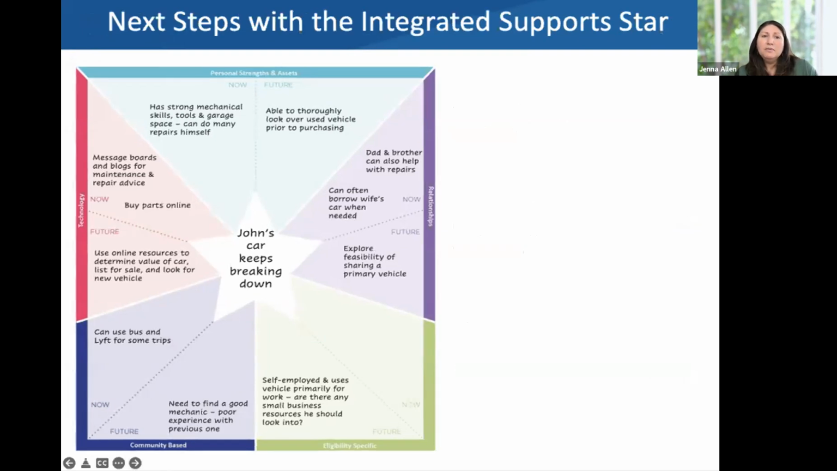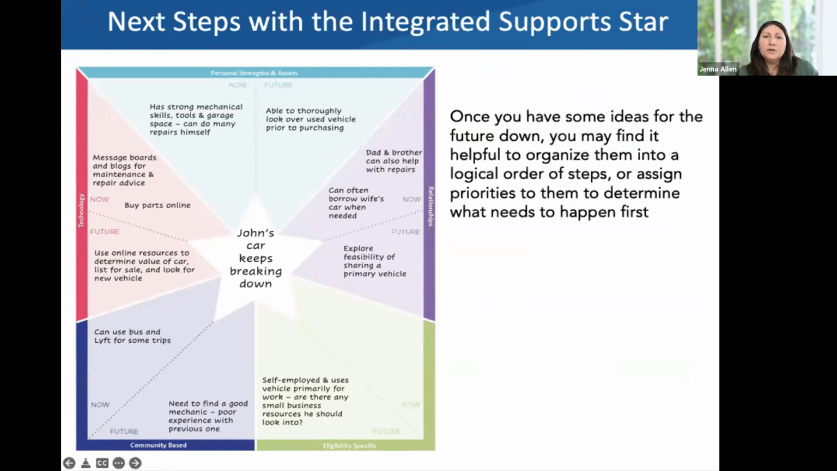So the next steps that you might want to do with your integrated support star, and that we did when we were using this process ourselves, is you might want to organize some of your ideas for the future into some logical next steps or assign some priorities to some next steps. So in our case, we did identify we need to find that good mechanic. Again, we need to fix the car before we can do pretty much anything else with it. But while we're waiting for the car to get fixed, let's look into these potential resources that we haven't explored yet. And then after that, we kind of weren't sure what came next.